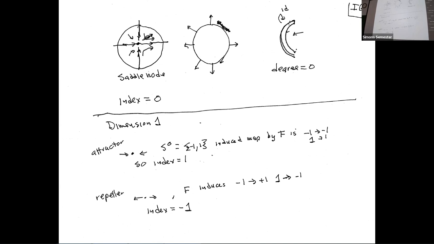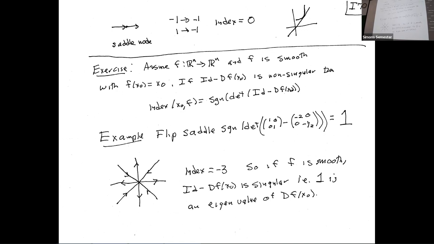In dimension one, let's see, attractors have index one. Repellers have index minus one. And saddle node has index zero. And here's what you usually use if you can. This is a not too difficult calculus exercise. If you have a smooth fixed point, and this is non-singular, which is to say one is not an eigenvalue of the derivative, then the index is the sign of the determinant of the identity minus the derivative at the point. So for example, the flip saddle, let's say locally in one direction it's minus two, that's expanding, and minus one half, but it's flipped, this has index one.